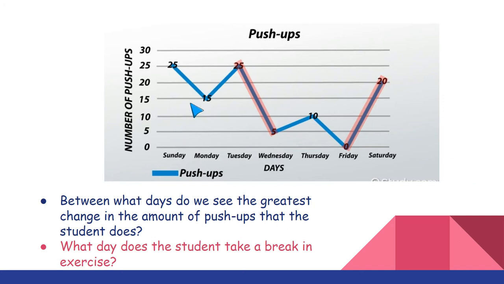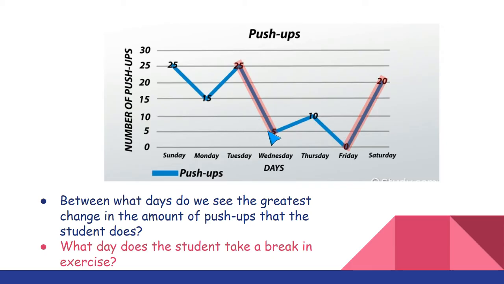Now, what this person has done, and I love it because I do this too, where the points are, I like to put the number that corresponds with it. So each of these points corresponds with the number of push-ups that's labeled there. So I see that the greatest change in the amount of push-ups would be 15 to 25, a 10 push-up change here.